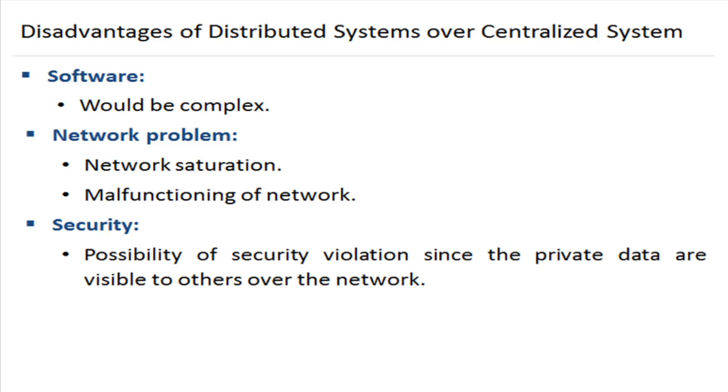We'll see some of the disadvantages of distributed system over centralized system. The major disadvantage is software. The software would be complex. The next one is network problem. That is, the network can saturate or malfunction. The main issue is security. There is a possibility of security violation since the private data are visible to others over the network.